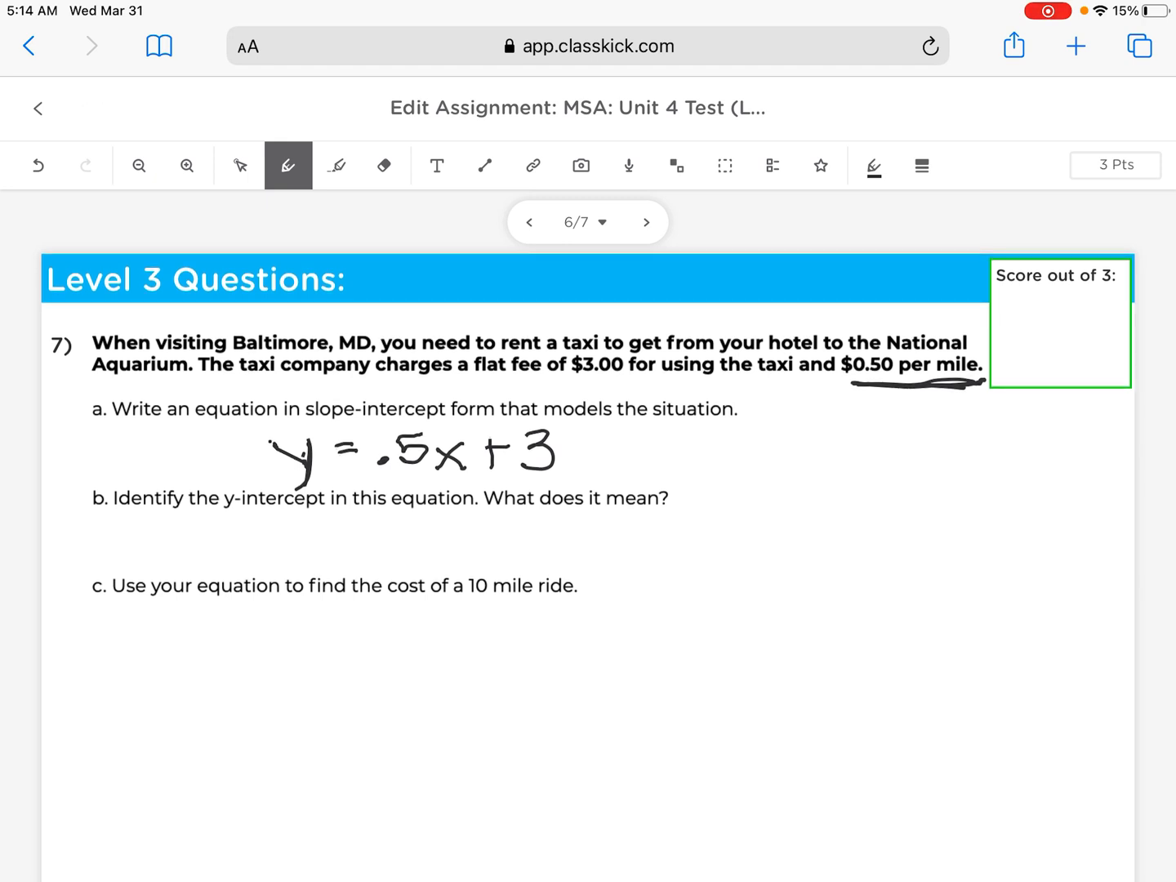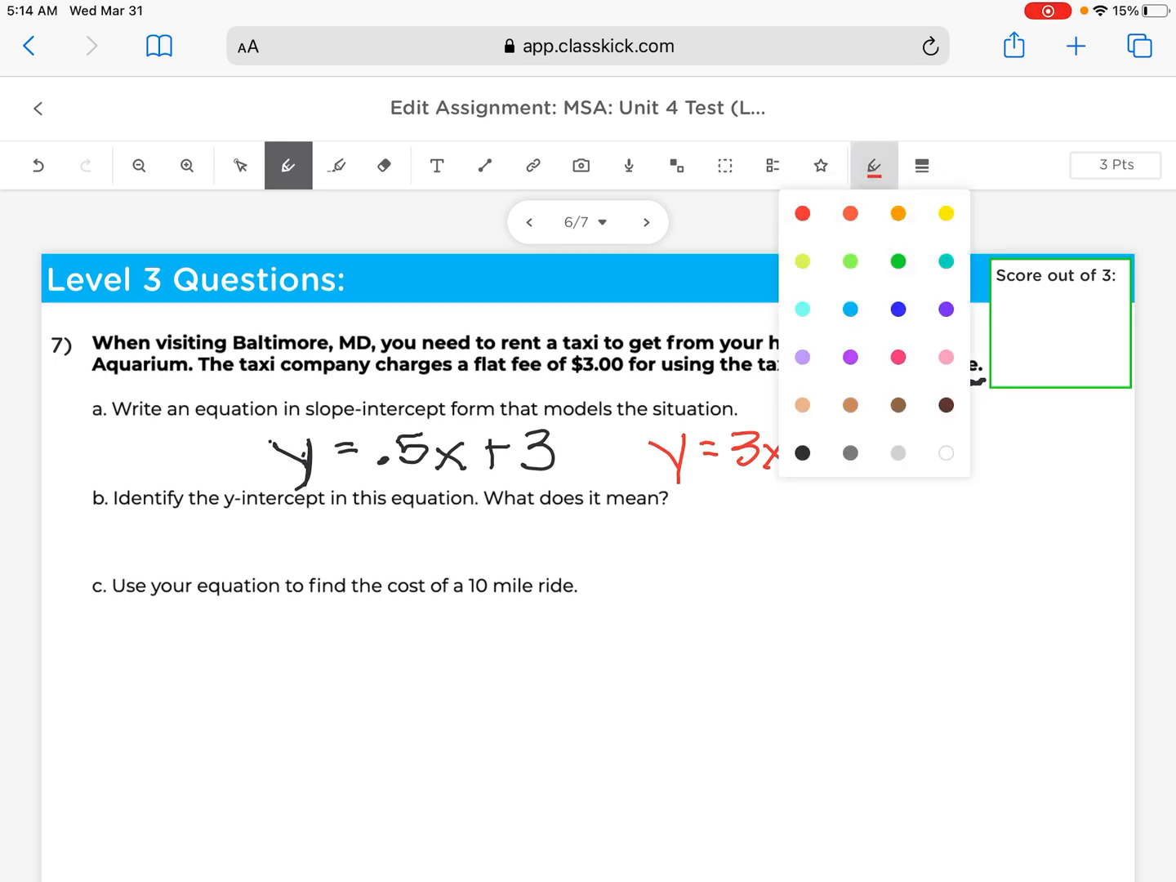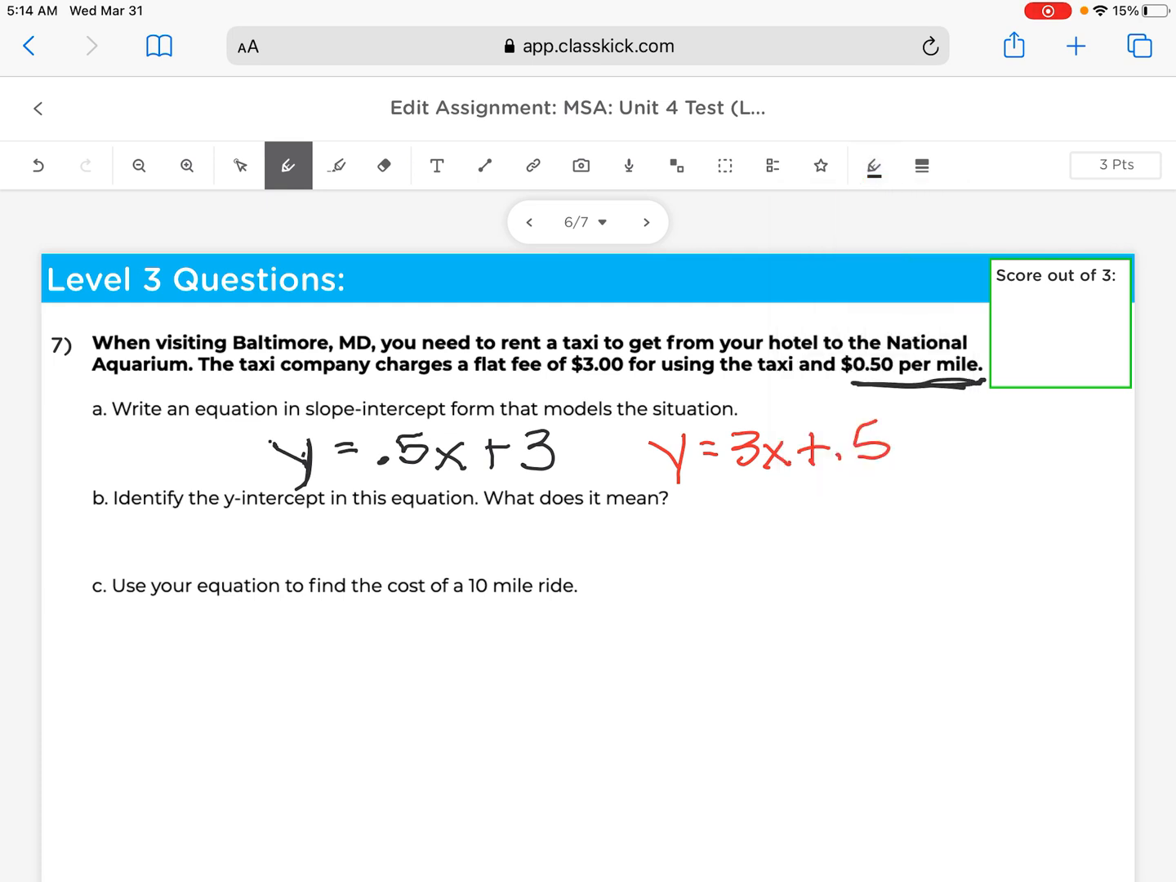So let me change my color. This is the incorrect one. Based off this, you guys did a good job. Whether you got this wrong or right, you identified this stuff right. So the correct way to finish this would be your y-intercept is 3. What does that represent? That's the amount of money that you pay for using the taxi.